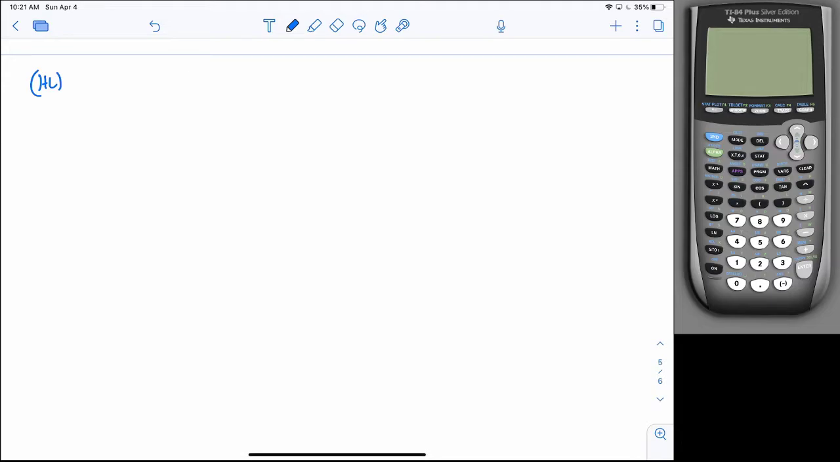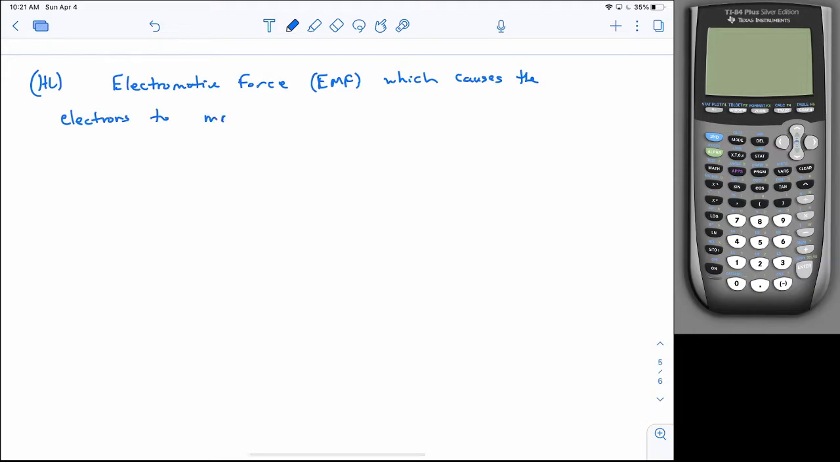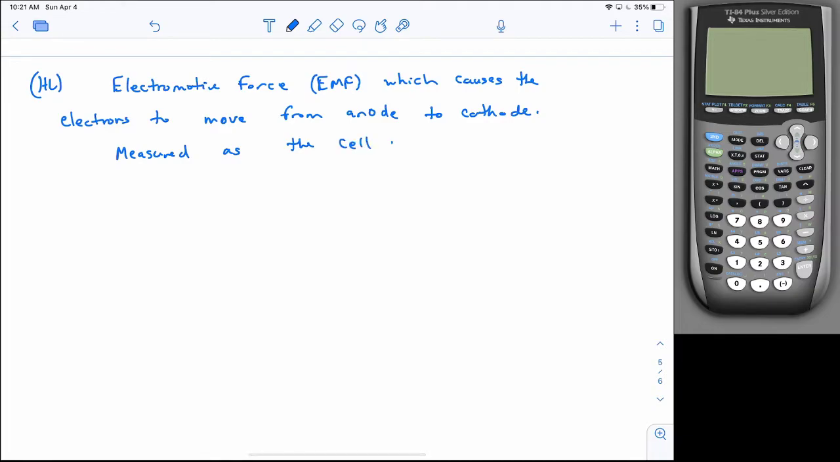Okay. And this idea here is electromotive force, or the EMF. Okay. Which causes the electrons to move from anode to cathode. It's measured as the cell potential, which is E naught. So the concept of electromotive force is what causes the electrons to move across the wire from the anode to the cathode, and we measure that in cell potential, essentially volts.